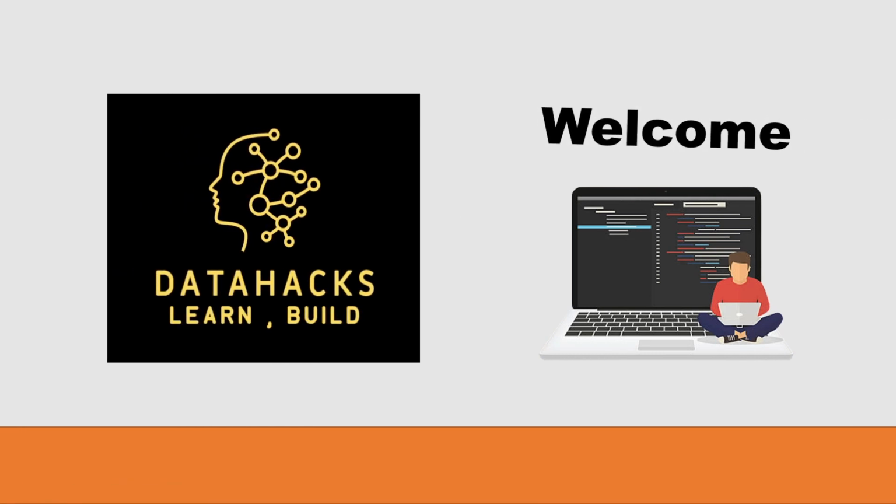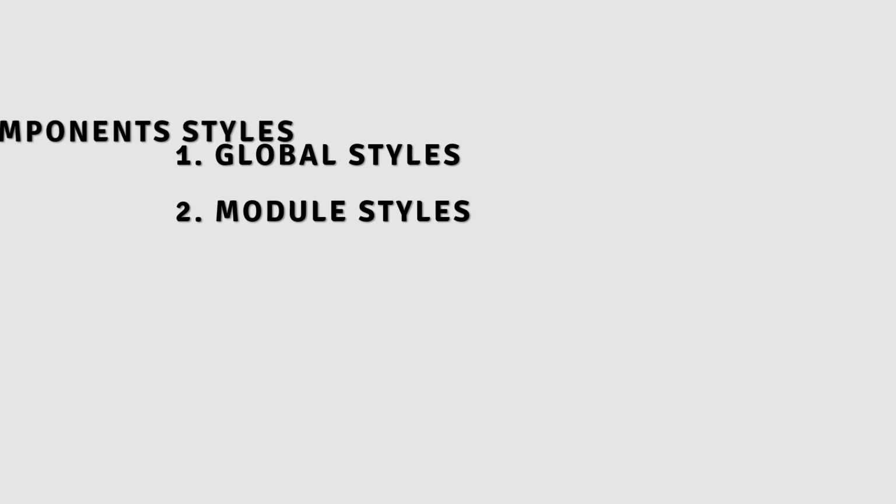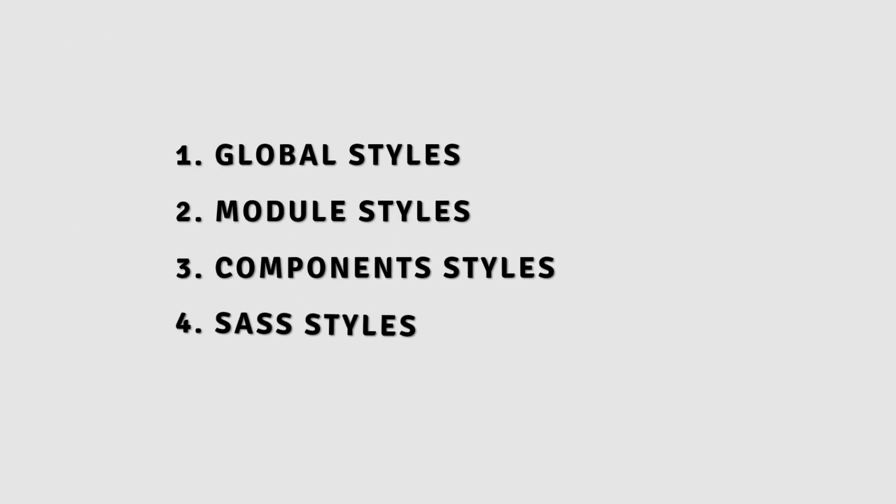Now we are in a 30-second video of Next.js series. In this video, we are going to learn how to use styles in a Next.js application. There are four major approaches to use styles in a Next application. First one is global style, the next one is module styles, the third one is component styles, and finally, SASS styles. These are the major approaches you commonly use in Next.js. So, without any delay, let's start the practical demonstration for these four approaches.